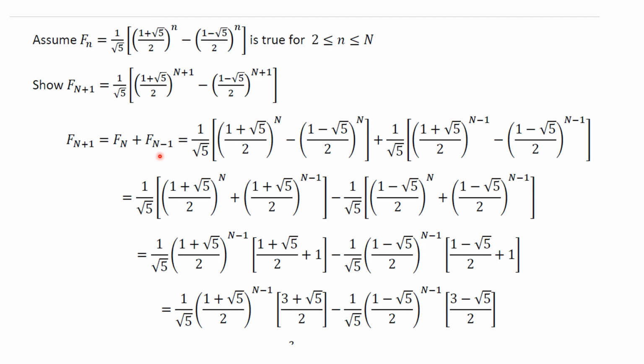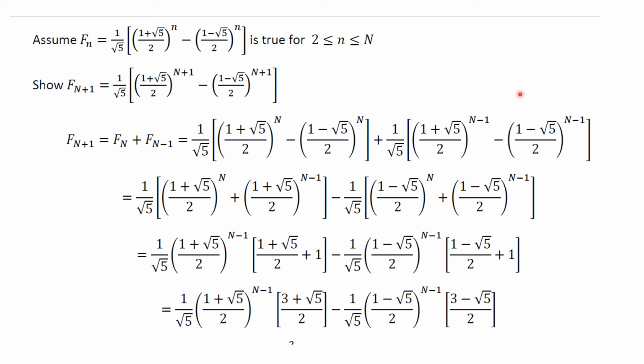So now we're going to do some calculation. So here's the 1 over square root of 5, but now I'm going to move some things around. I am going to take this minus 1 over square root of 5 times the whole of (1 minus square root of 5 over 2) to the n, and I'm going to move it over here. Now notice that I didn't change anything, I just changed the order, and it is still a minus because this minus gets distributed.